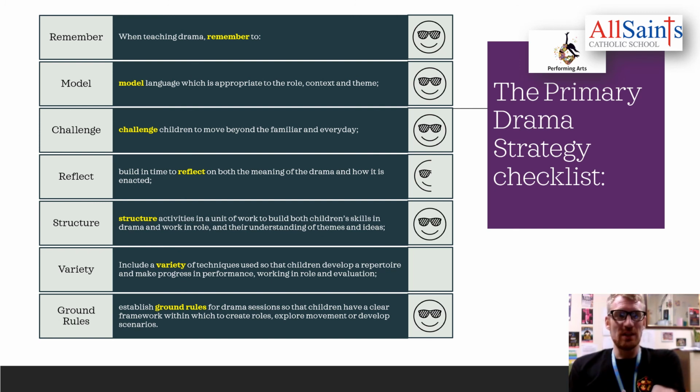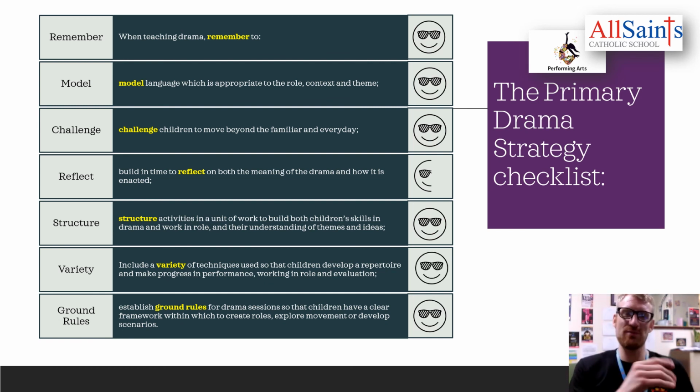Structure. Are we structuring activities in a unit of work that builds the drama skills and the work in role and understanding of themes? Well, if you were to follow what we've just done, you've gone from still images to thought tracking to conscience corridor to hot seating to forum theatre. That's quite a comprehensive building and scaffolding of work. So yes, I think we can do that. And in the next session, I'm going to be going through with you how to plan a drama scheme of work over a series of weeks.